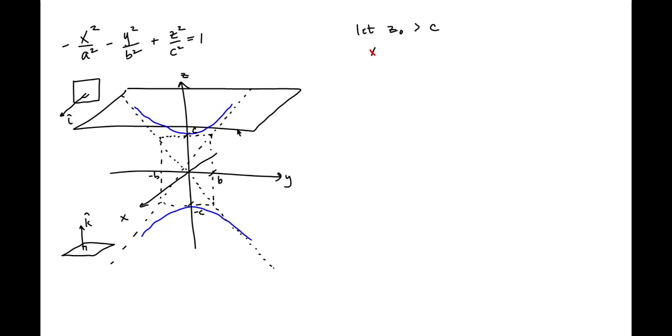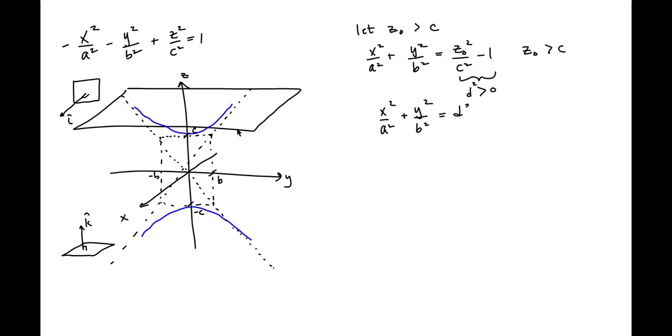From the previous page, we have x squared over a squared plus y squared over b squared is equal to z naught squared over c squared minus 1. And if z naught is a value greater than c, then this quantity is a value greater than 0. And if that quantity is a value greater than 0, let's just call it something. Let's call that quantity d squared. How's that?